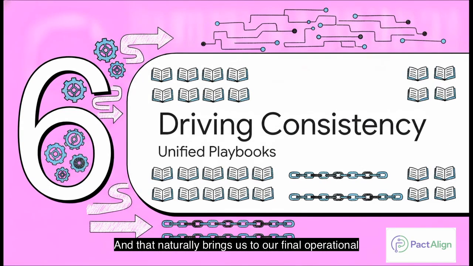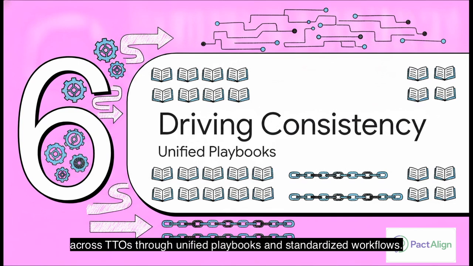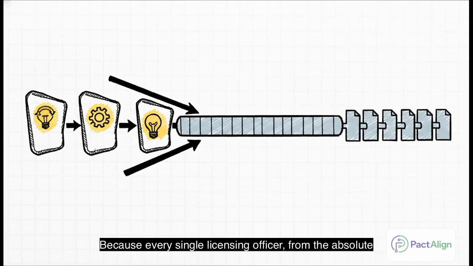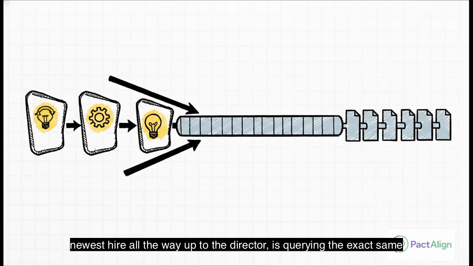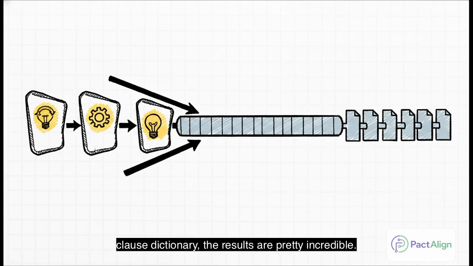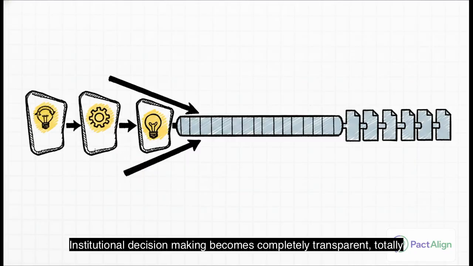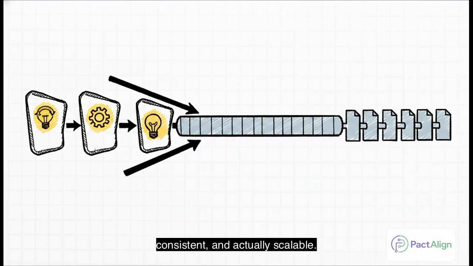And that naturally brings us to our final operational feature, Section 6, Driving Consistency Across TTOs Through Unified Playbooks and Standardized Workflows. Because every single licensing officer, from the absolute newest hire all the way up to the director, is querying the exact same localized knowledge base and utilizing the exact same pre-vetted clause dictionary, the results are pretty incredible. Institutional decision-making becomes completely transparent, totally consistent, and actually scalable.